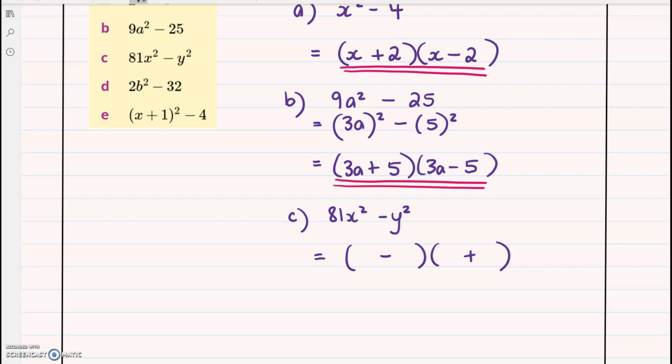81x squared, its square root is what goes at the front, so 9x. If you didn't know what the square root of 81 is, you can use your calculator. Square root of 81, it will give you 9. So 9x at the front of the brackets. To get the y squared, it must have been y and y. That's your answer.